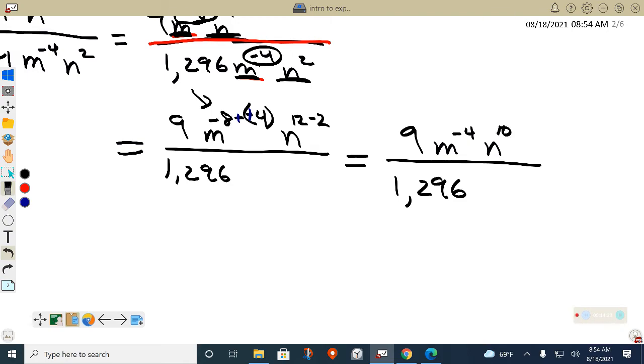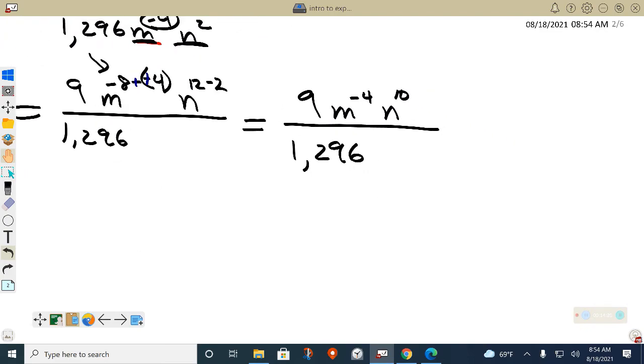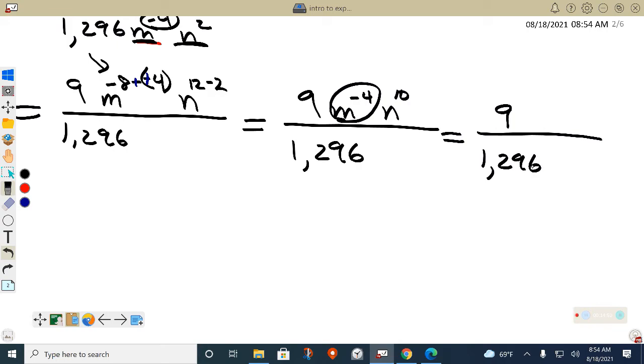Whew! We're still not done. We get rid of that negative by bringing it down. Let's bring it down now. Exactly. Good, Diaz. This is a negative exponent. It's got to move. So that's going to go down, huh? So I got 9 over 1296. M to the positive 4th goes to the bottom right here, and then n to the 10th at the top, and we're done.